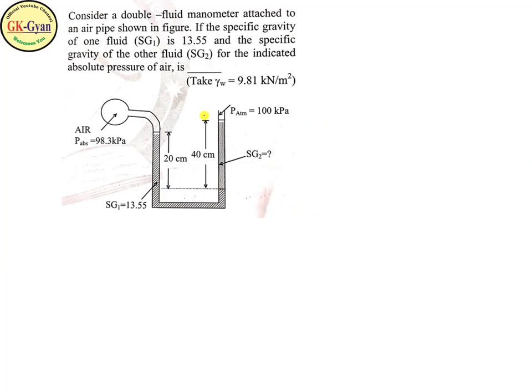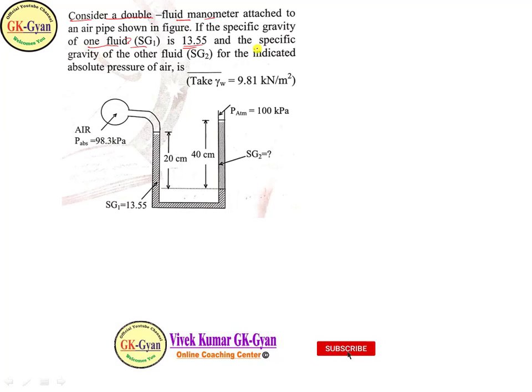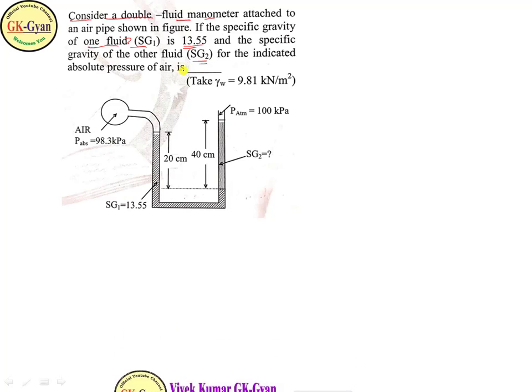Today the first numerical is given here. Consider a double fluid manometer attached to an air pipe shown in the figure. If the specific gravity of one fluid Hg1 is 13.55 and the specific gravity of the other fluid is Hg2, for the indicated absolute pressure of air, you have to find out the specific gravity for fluid 2. This is the fluid 2.